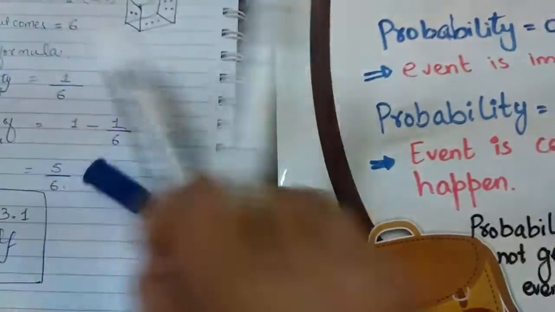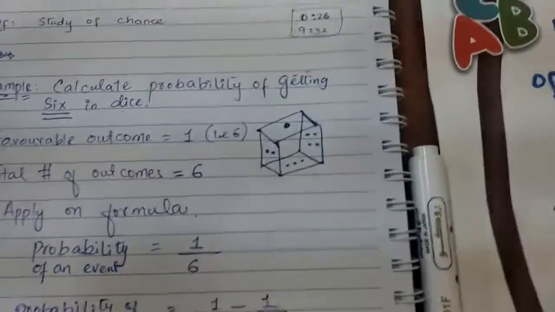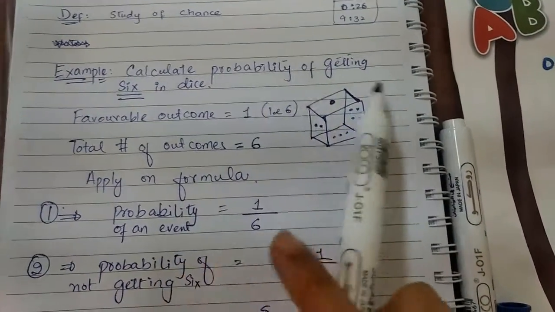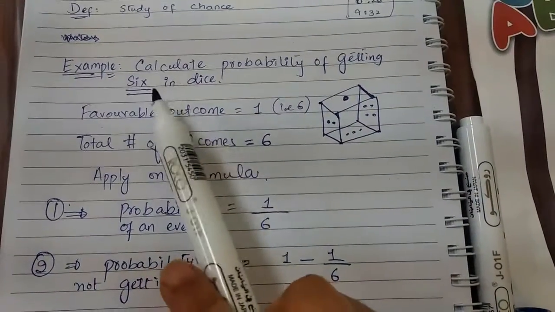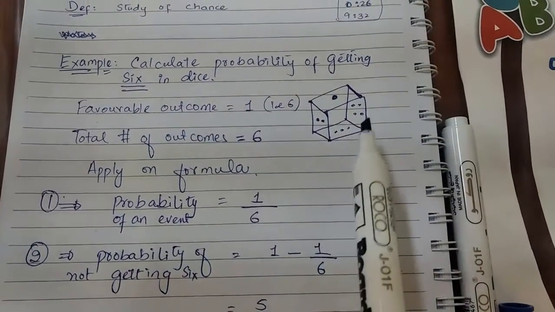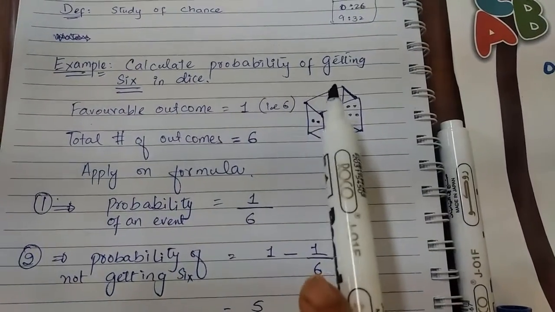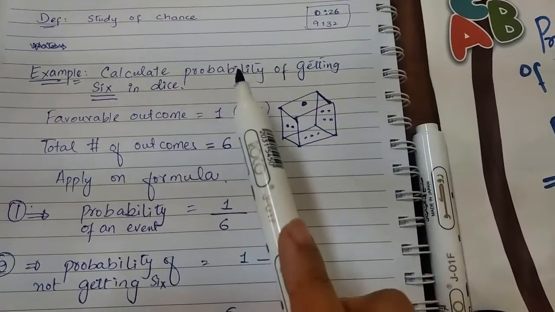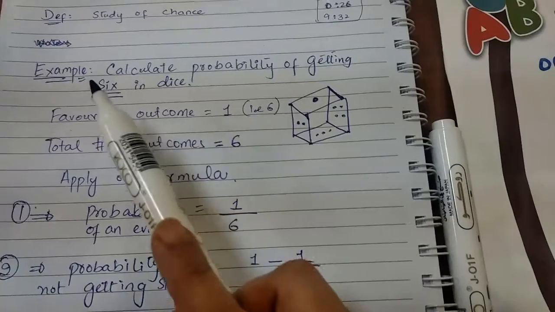Now you have to move to page number 476. There is an example at page number 476: calculate the probability of getting 6 in a dice. As I have told you earlier, we have 6 numbers in a dice, represented by dots. I have shown only 4. You have 6 faces in a cube and 6 numbers over there. They are asking to calculate the probability of getting the 6 in a dice. It means 6 is going to be the favorable outcome.